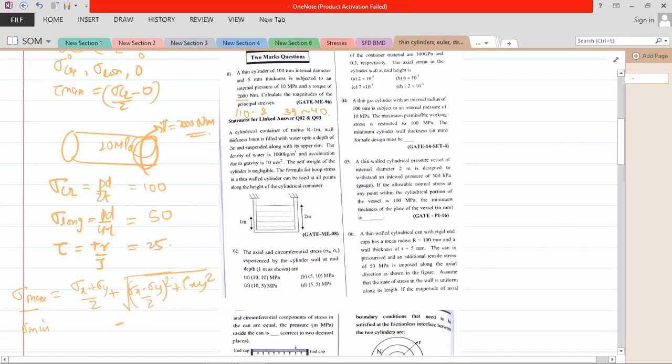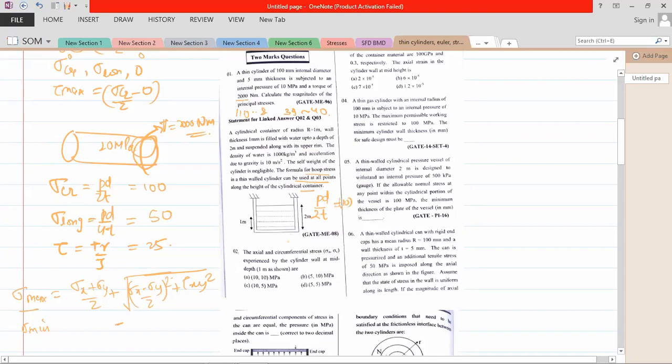So first of all, because of the gravity, the longitudinal stress is changing, because it is given that hoop stress is the same at all points. That means your hoop stress will be the same, but your longitudinal stress will change. So first of all, the hoop stress, or circumferential stress, is PD by 2T. If you solve it, the value is 10 megapascal.